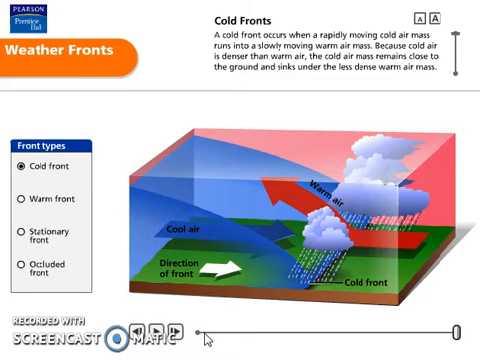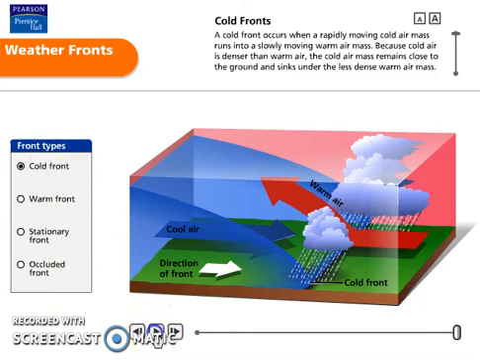The air masses don't mix, and the area where the two air masses might meet and not mix is called a front, or a frontal boundary. So today we're going to talk about these four types of fronts that can form. The first is a cold front.